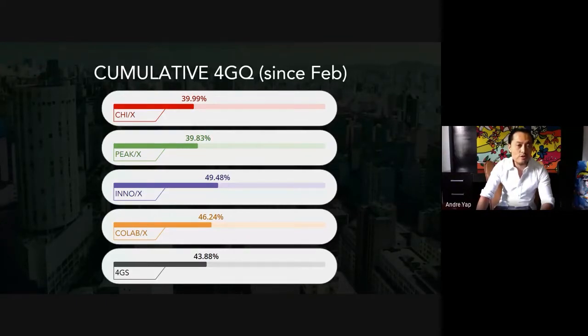So we are going to hit GX, which is a measure of problem discovery, ability to do problem discovery. We are going to do InnoX, the ability to do problem solving.